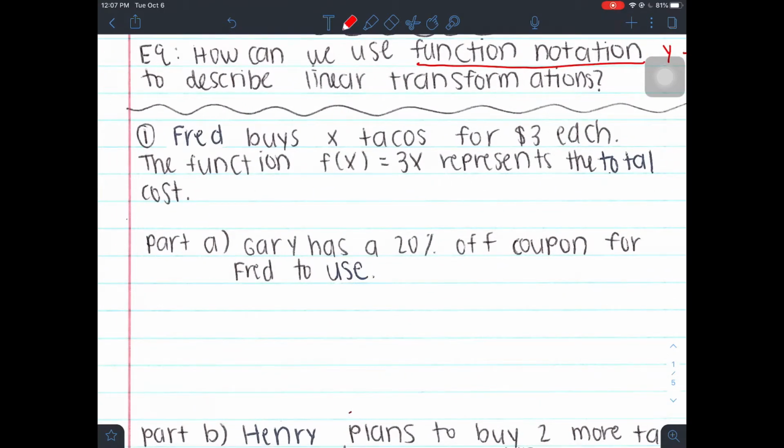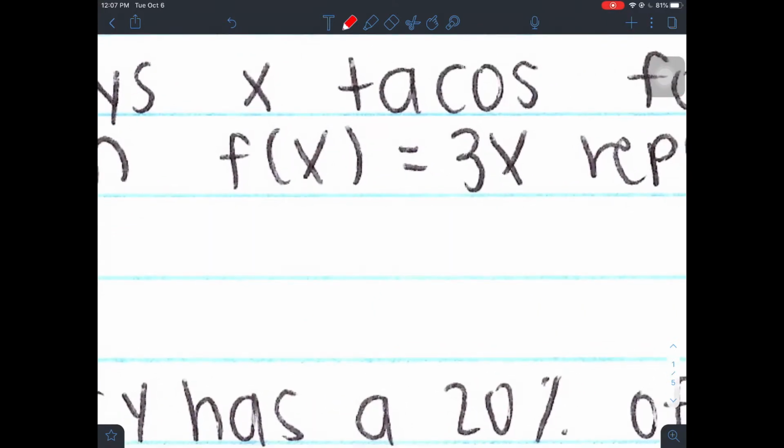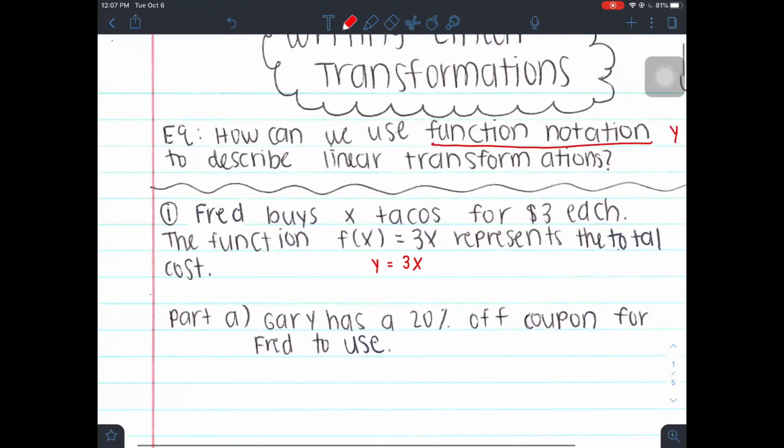So in number 1, we have Fred buys X tacos for $3 each. The function f of x equals 3x represents the total cost. So let's see if that really makes any sense to us. Now remember, what is f of x the same thing as? The same thing as f of x is y. So if we wanted to make it more simple, it would just be y equals 3x. Does this equation make sense? Like, does it make sense for Fred's situation?